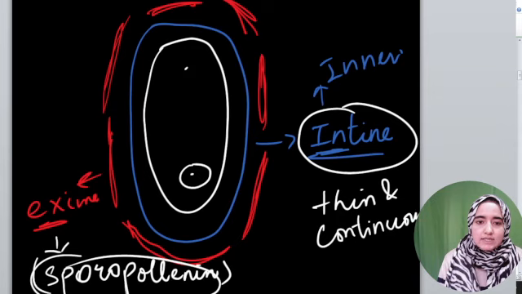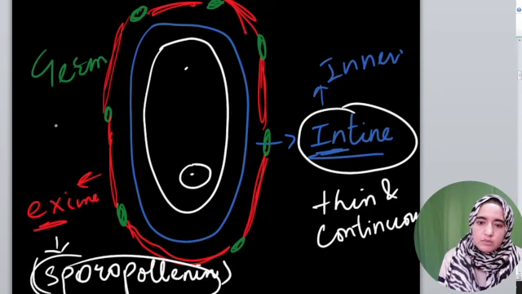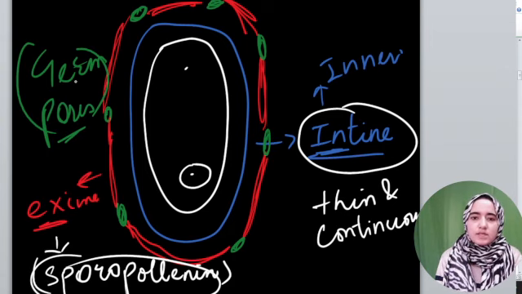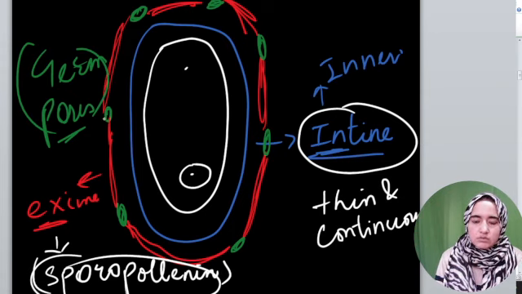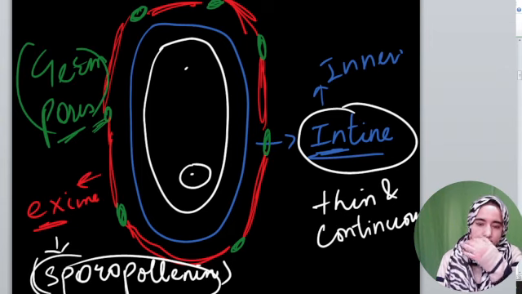And exine contains these pores, visible like this, this, this, and this. These pores are known as germ pores. Why are these germ pores present? Since sporopollenin is very resistant, the male gametes have to pass through it when they reach the female reproductive structure. The male gametes are expelled out through these germ pores, because they can't break down sporopollenin. That's why they are expelled out through germ pores. I hope this concept is crystal clear.